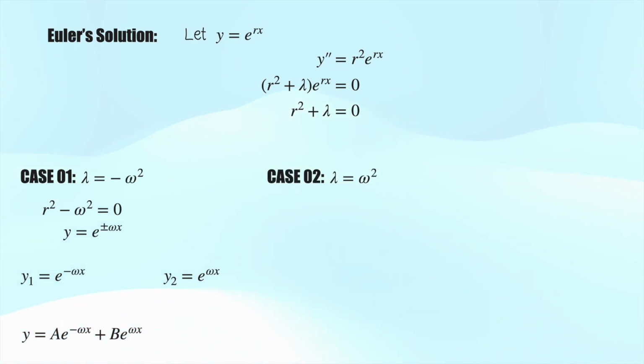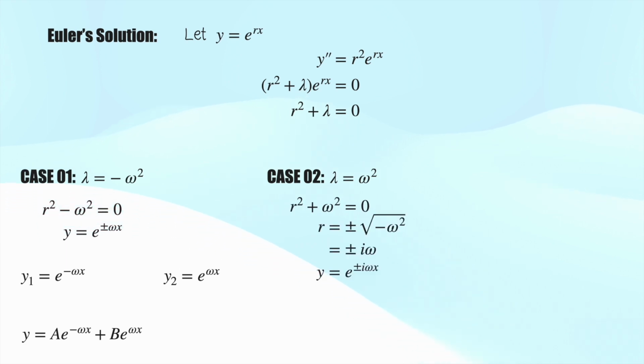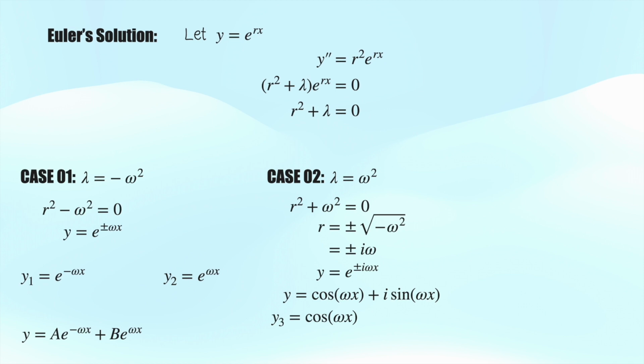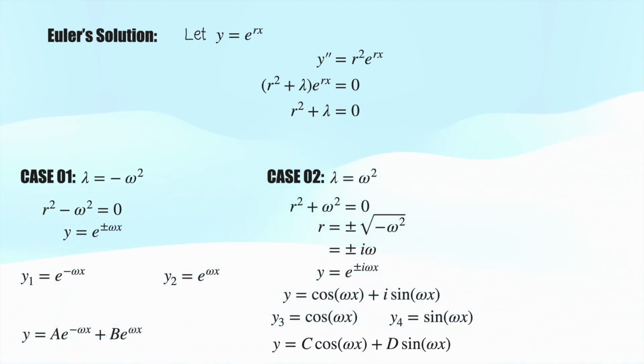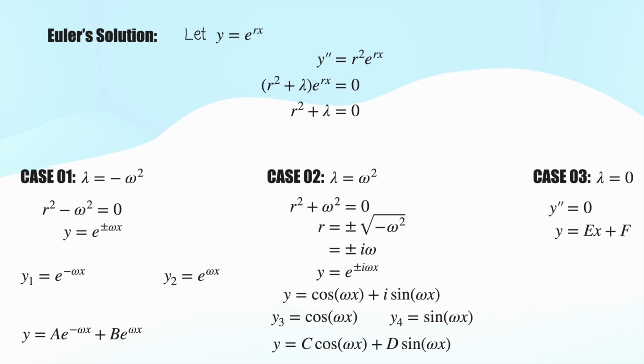In the second case, we're going to say lambda is equal to omega squared. We now have an imaginary component, so y is equal to cos omega x plus i sine omega x. So we get y sub 3 and y sub 4. So here we have c and d as our constants. And then the trivial case where omega is 0, we have y is equal to ex plus f, where e and f are our constants of integration.